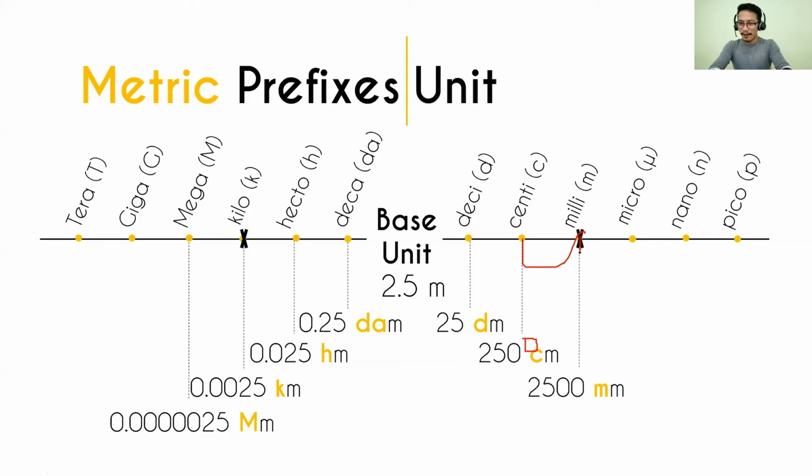What if from milli to micro? How many movements? This time we need to move 3 times. Bakit? Because that is beyond the X mark or outside the X mark. So how many zeros ang kailangan natin idadagdag? So 3 zeros. So 1, 2, 3. Okay? I hope that makes sense.